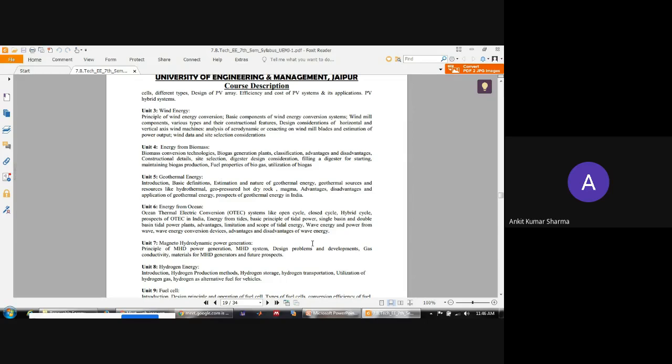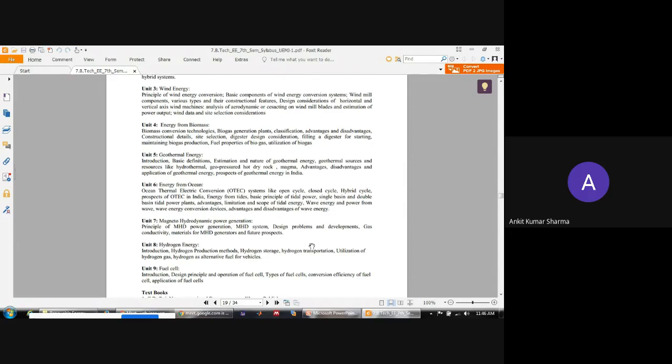In unit 7, we will discuss magneto-hydrodynamic power generation, which is also called MHD power generation. We will discuss the basic principle of MHD generation, the MHD system, basic development of MHD, operation, constructional view, the future prospects, and the materials used for MHD generators.